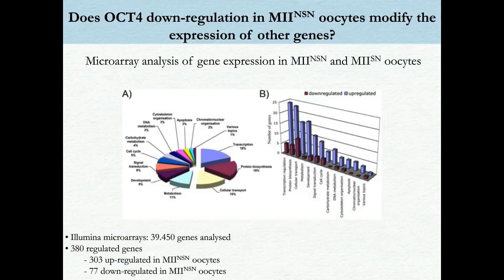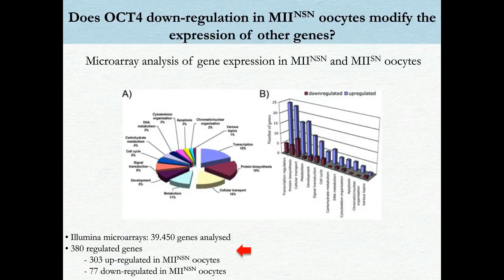To this end, we compared by microarray analysis the gene expression in metaphase II matured from both types of oocytes. We used an Illumina microarray that compared about 39,000 gene sequences, of which only 380 were differentially expressed: 303 were upregulated, whereas 77 were downregulated in metaphase II derived from developmentally incompetent NSN oocytes.